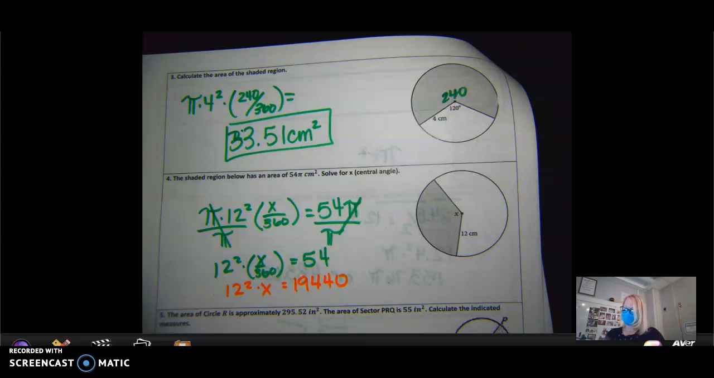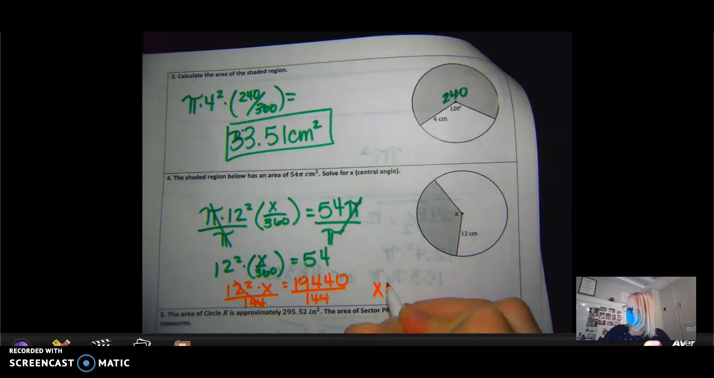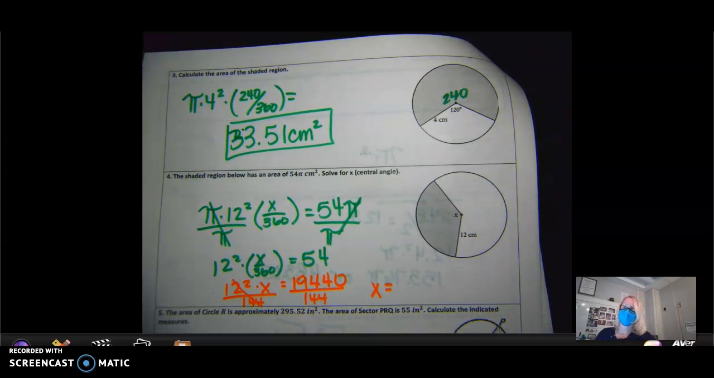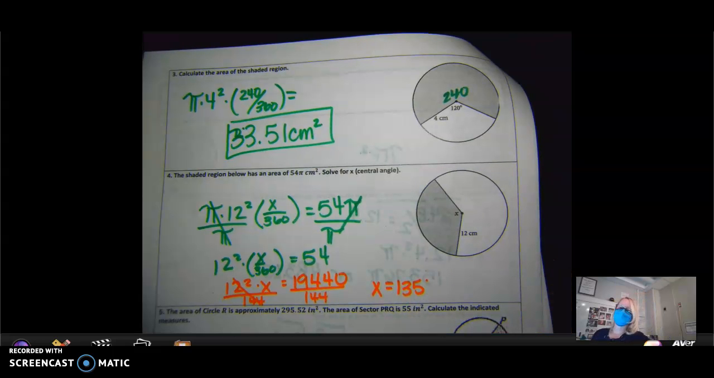What do you do now to get x by itself? What is 12 squared? Isn't that 144, right? Divide by 12 squared, which is 144. What do you get for x? 135. This is an angle measure, right? So it's degrees. And we know that it has to be somewhere in between 0 and 360. Does that look like it could be a 135 degree angle measure? Yeah.